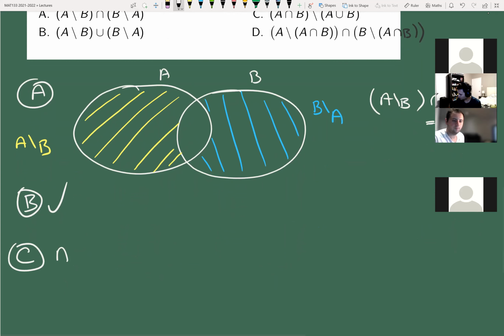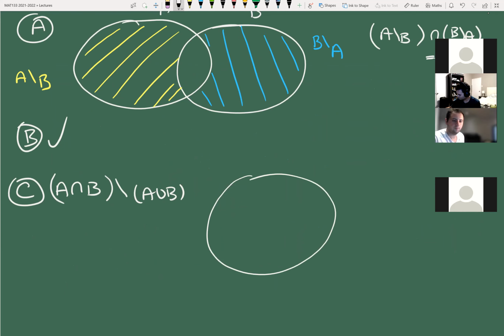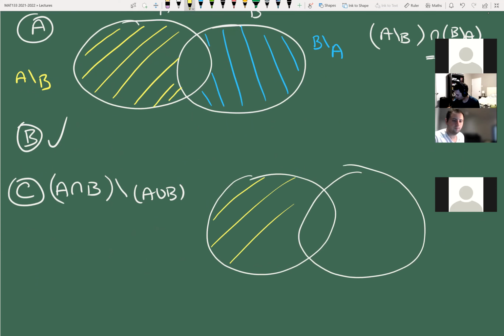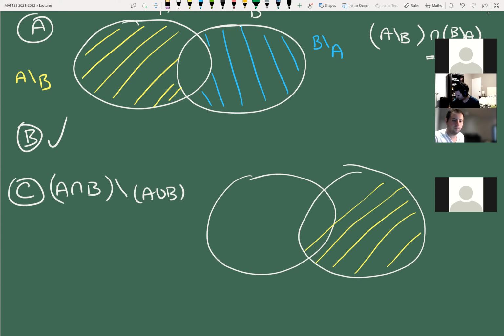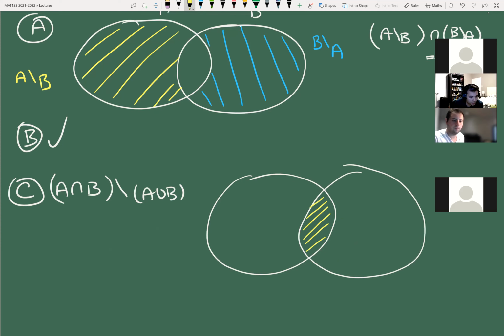So C is to do A intersect B and then get rid of A union B. Okay, so let's draw that. Okay, so A union B is everything in both circles, right? Oh, sorry, it's intersections. Thank goodness, it's so easy to erase. A intersect B, right? So if it has something inside the middle part, it could also be A.